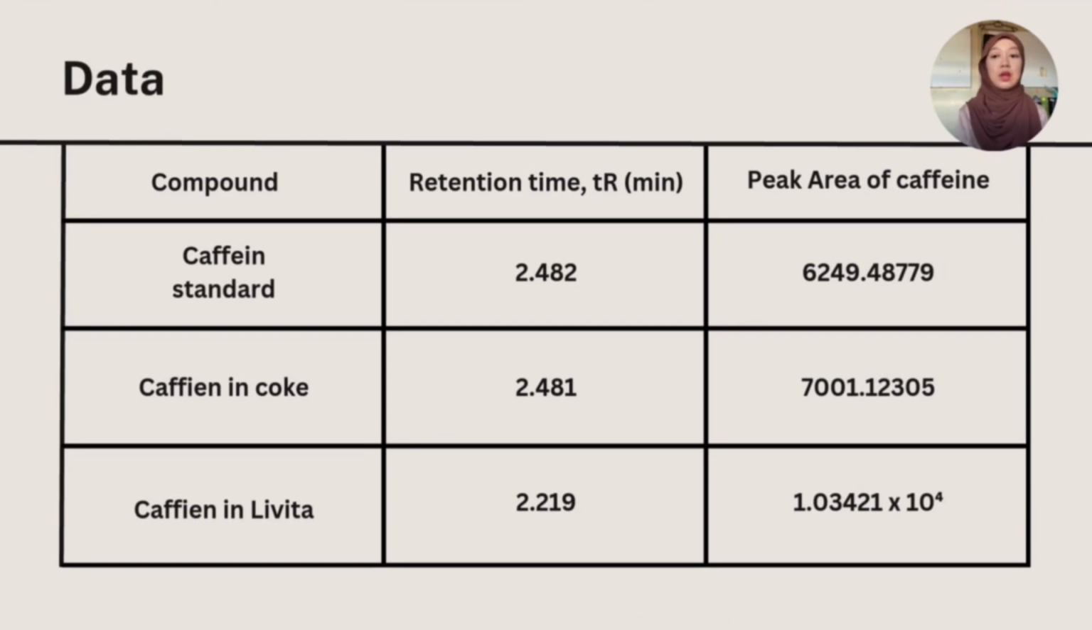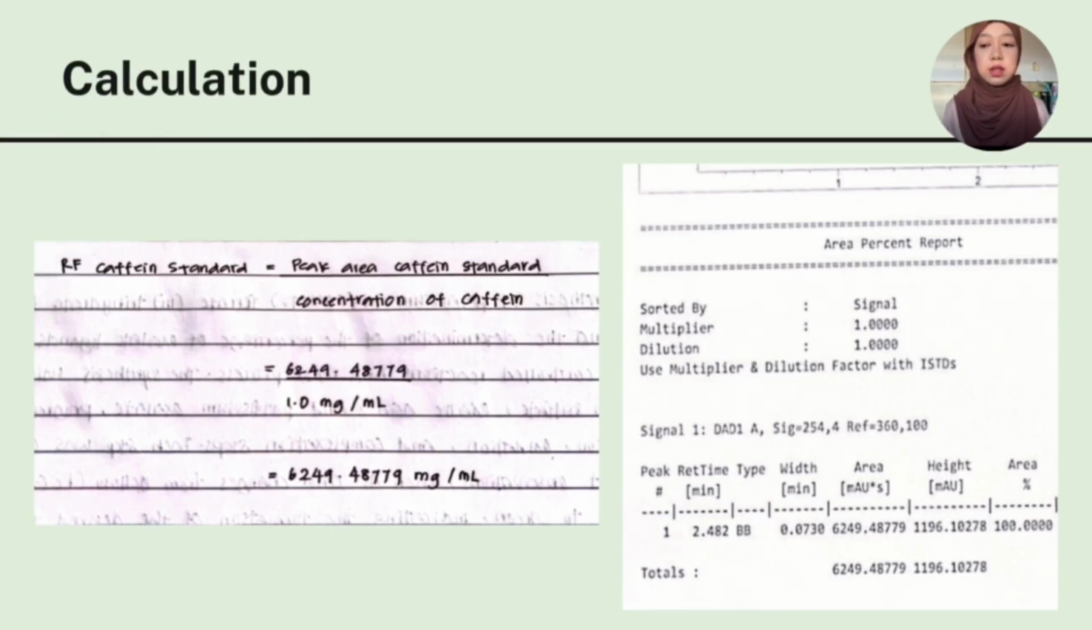In the caffeine standard compound, when the retention time is 2.482, the peak area of caffeine is 6,249.48779. In the Coke compound, when the retention time is 2.481, the peak area of caffeine is 7,001.12305. For the compound caffeine in Libita, when the retention time is 2.219, the peak area of caffeine we get is 1.03421 times 10 to the power of 4.